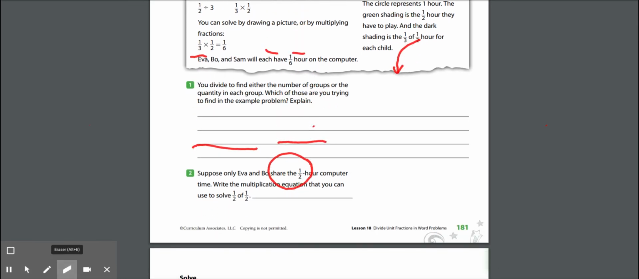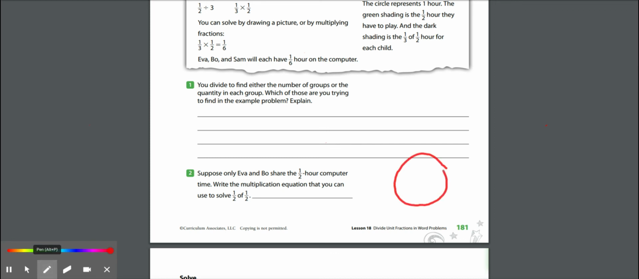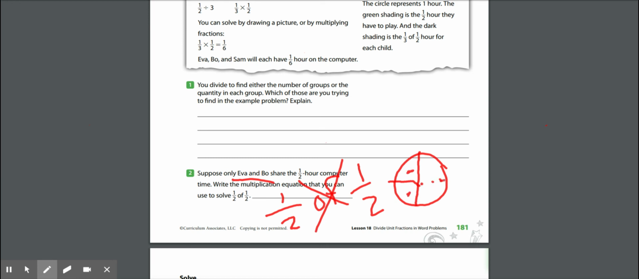And then the next problem here, suppose that with that half hour, let's say Sam is not in the mix anymore and it's just Eva and Bo. So we're back to having that half hour, but now we only have to split it between 2 people. So Eva gets 1/2 of the 1/2, and Bo gets 1/2 of the 1/2. So they each get 1/2 of 1/2, or times, which means now they each get 1/4 of an hour.